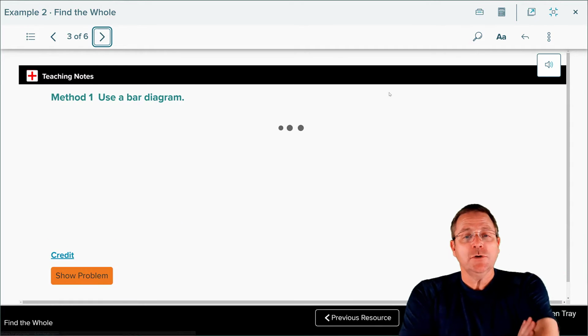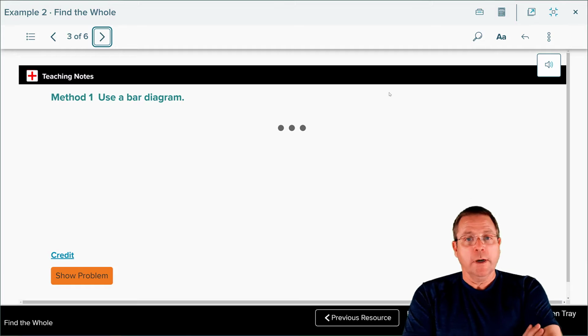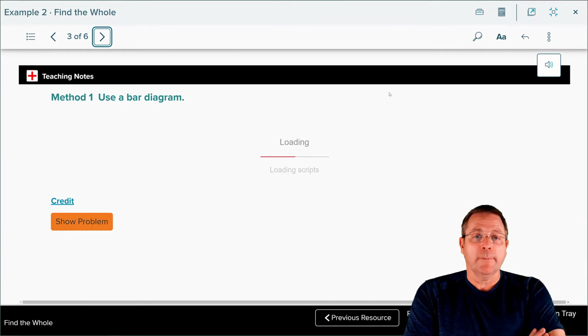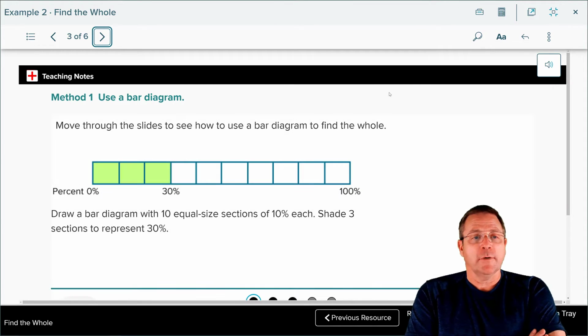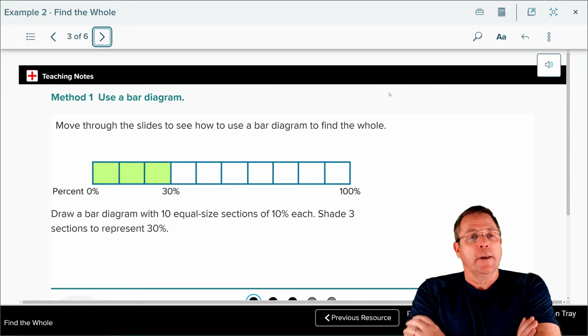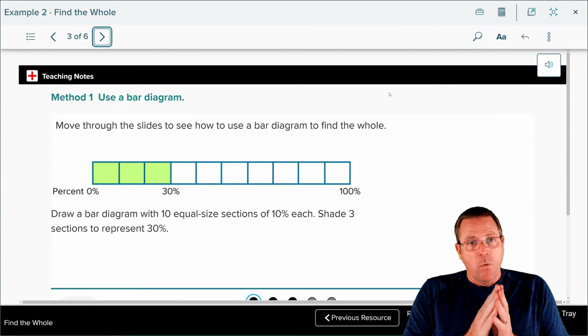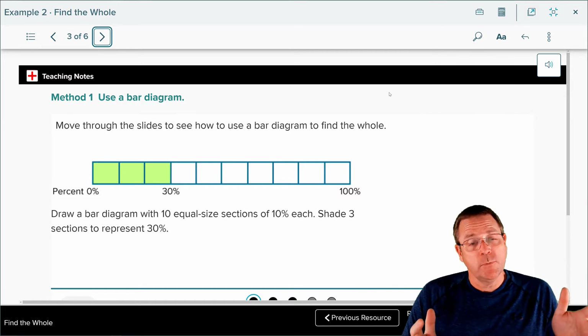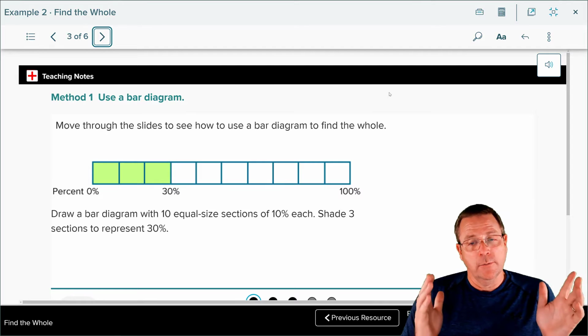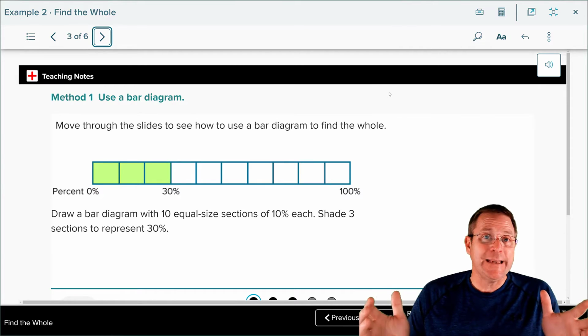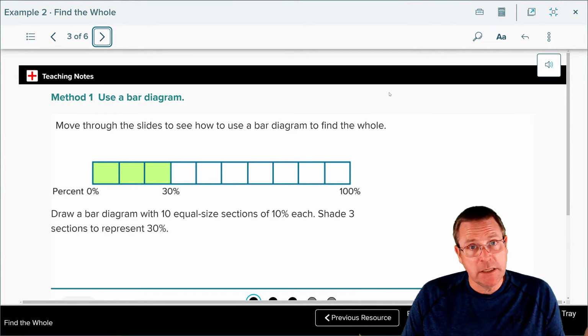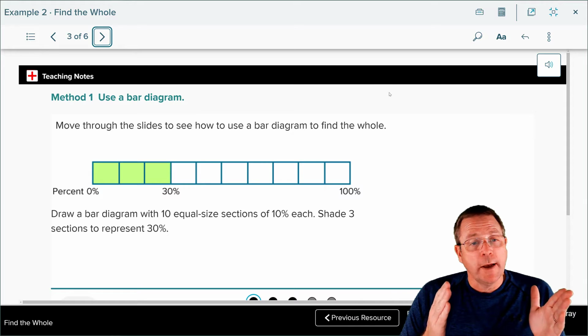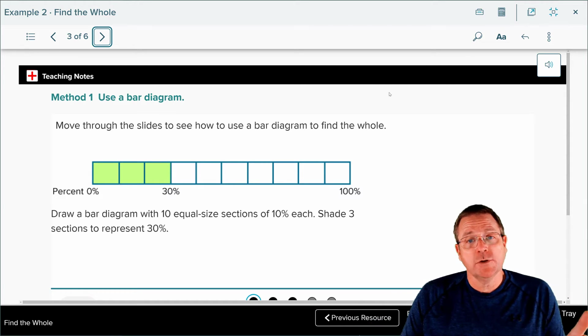Now they chose to use a bar diagram for this one, and that is a good way to work it. Not one of my favorite methods because it is more work intensive, but let's see how it works. They've got 100%. They had 30% is what they ended up saving. So they took the 30%, broke the bar diagram into 10% sections. That makes sense. And you can see you've got the 30% of that bar diagram shaded.